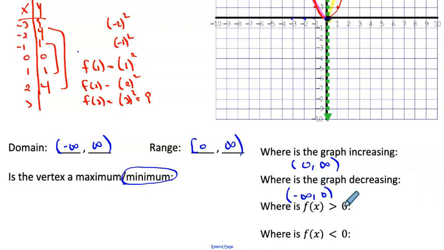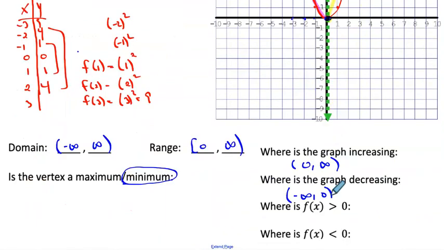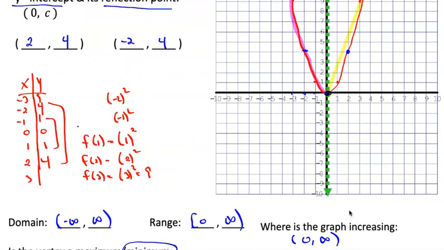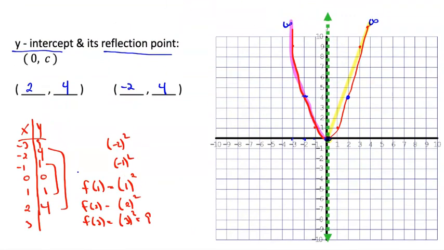Where is f of x greater than 0? Okay, so where is my function greater than 0? So where are the y values, right? It's another way of saying where are the y values greater than 0? I'm referring to the y values. For which x values are the y values greater than 0? Well, every y value on this graph from here to here is greater than 0.